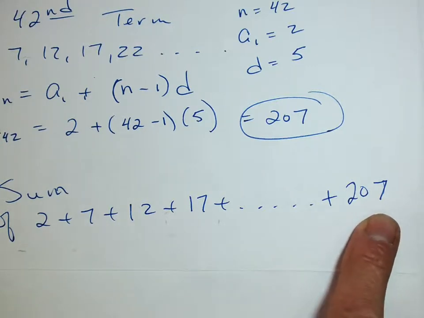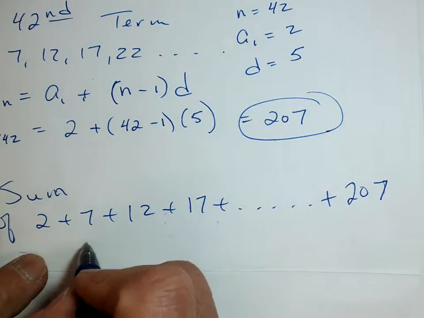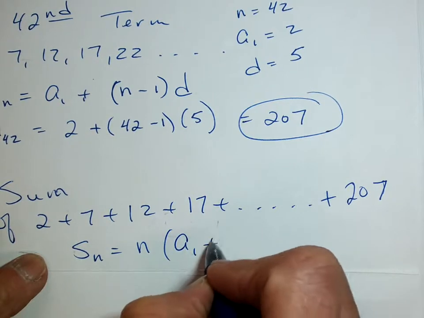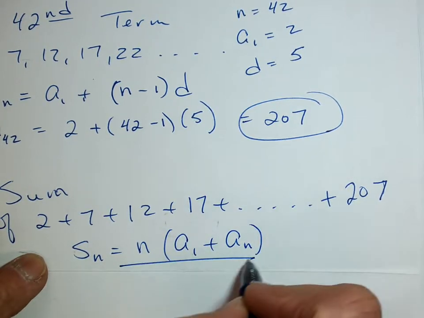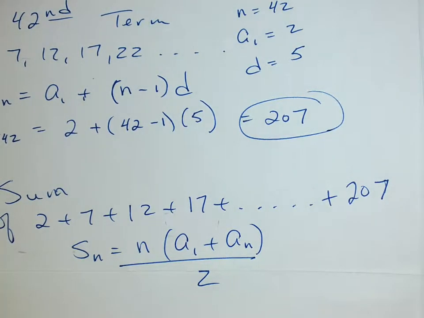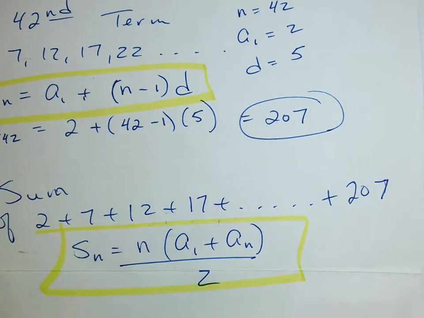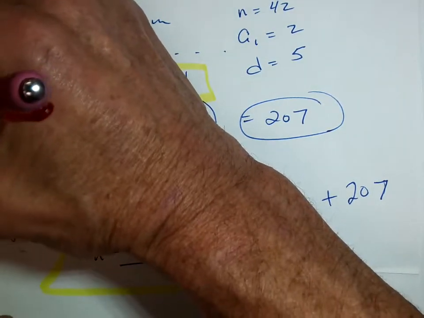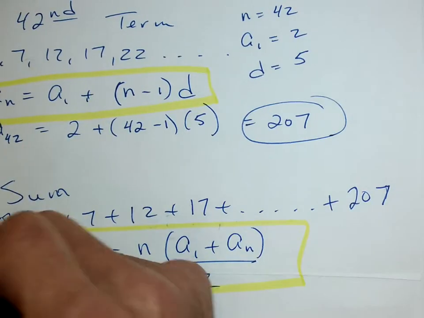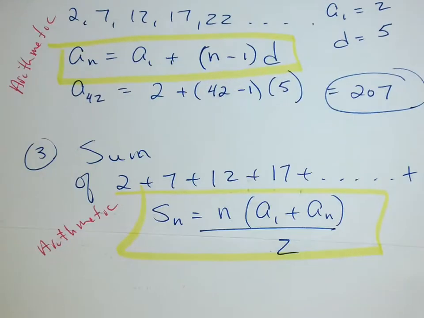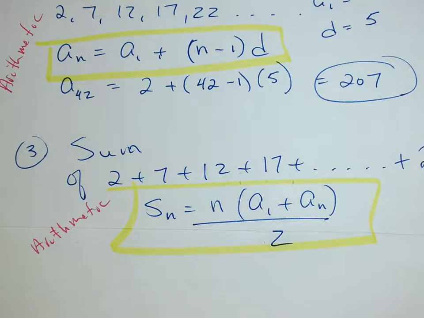So again, we need a formula. Here's our formula, okay? S of n, write this down, equals n times (a1 plus an) divided by 2. I'm going to highlight my formula so I have them. This formula here is for arithmetic, and this one's arithmetic also. There are going to be other forms if it's geometric, and I'll give those to you.